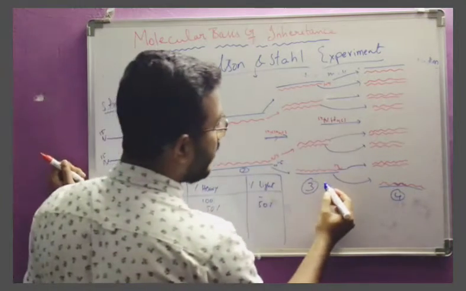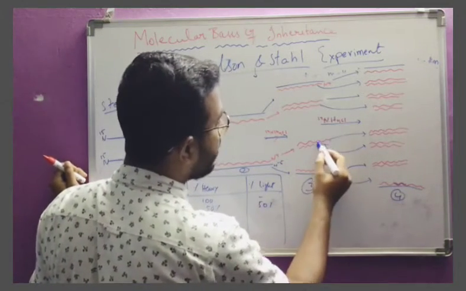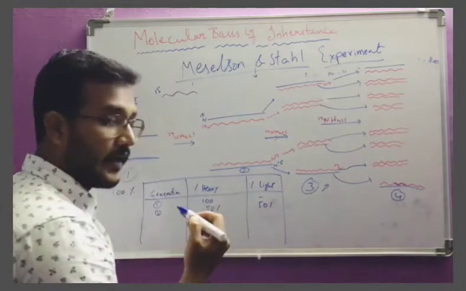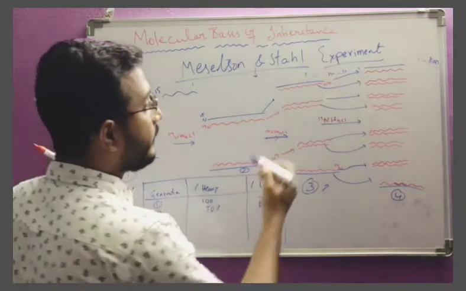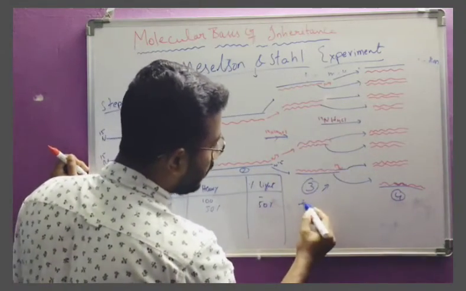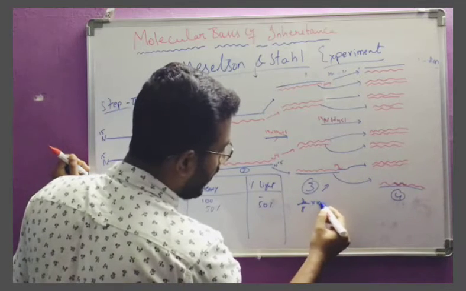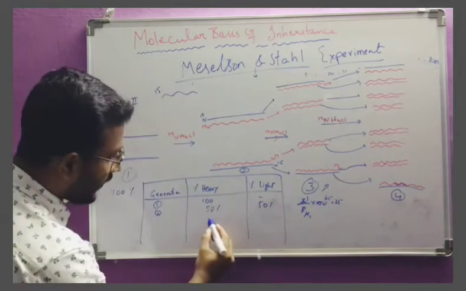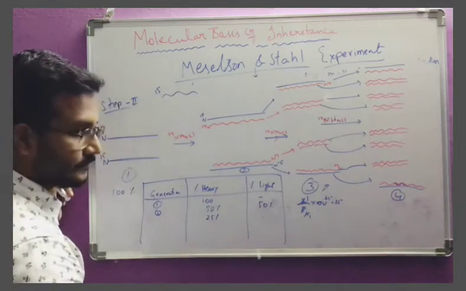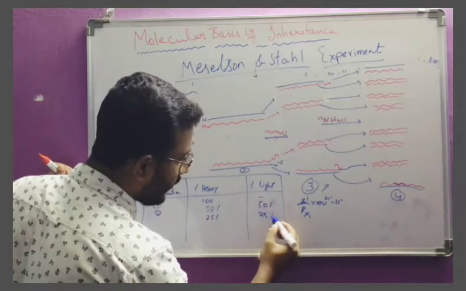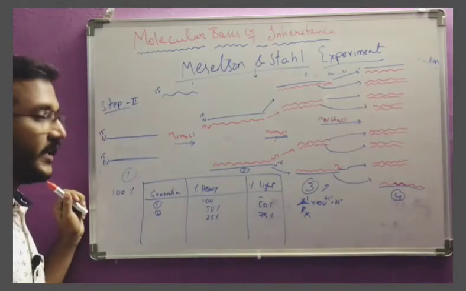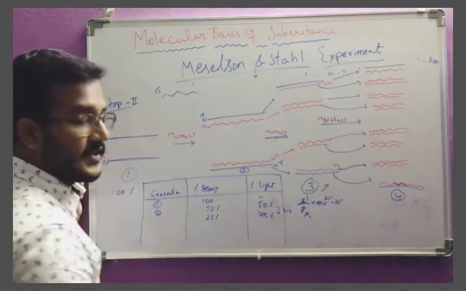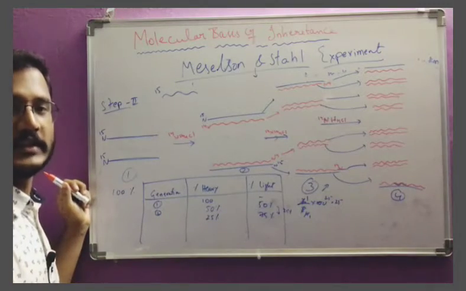And when compared to here in the third step, we can see 1, 2, 3, 4, 5, 6, 7, 8. Out of 8 strands, what are the heavy? 1, 2. So 2 by 8 into 100, 1 by 4, 25. So now the heavy strands are decreased to 25%, and the light strands are increased to 75%. That means here, see again half of 50, that is 25. The 25 is increased here. Again the semi-conservative method was proved.